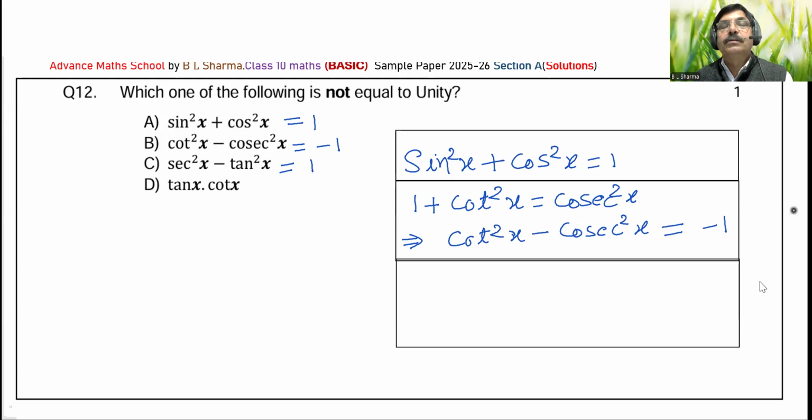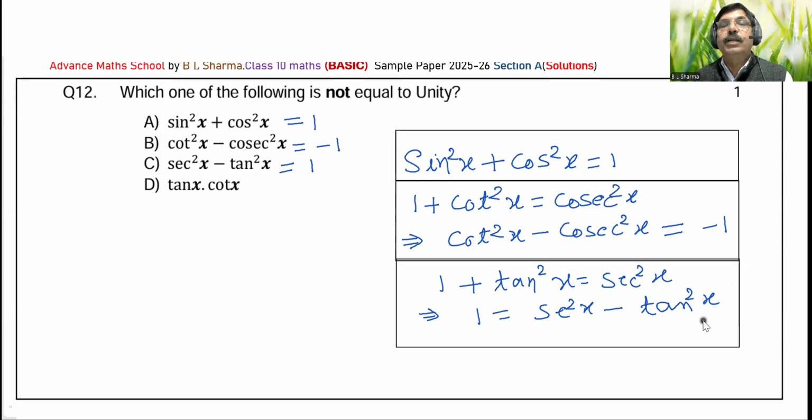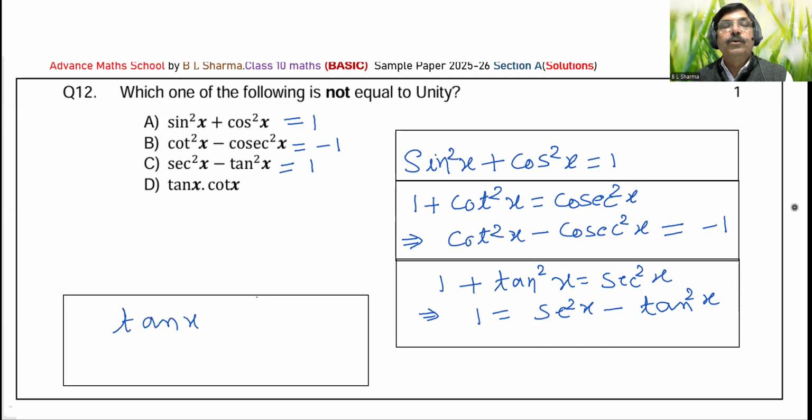Third, we know 1 plus tan square x is equal to sec square x, so 1 is equal to sec square x minus tan square x. Further, we know tan x is the reciprocal of cot x, so you can write tan x is equal to 1 upon cot x. On cross multiplication, tan x into cot x is equal to 1.